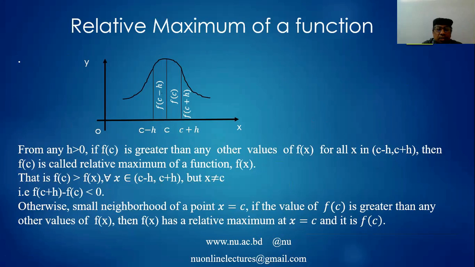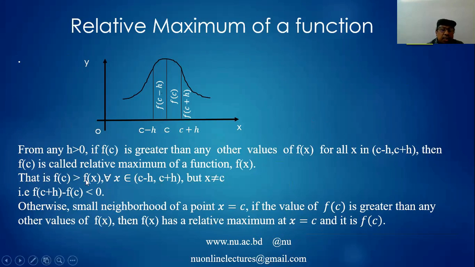So try to understand first, we have to discuss this for any h greater than 0. We can say that if f of c is greater than any other values of f of x for all x in c minus h, c plus h, that is from the figure. You can explain it in this way: for all x within these two points, if f of c is greater, then f of c is called the relative maximum of the function f of x.